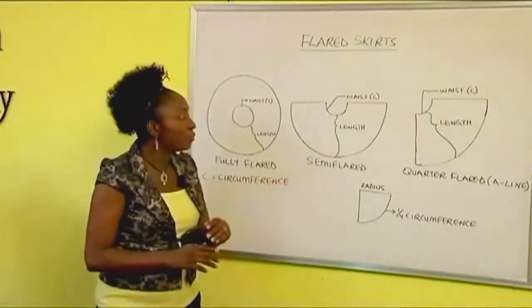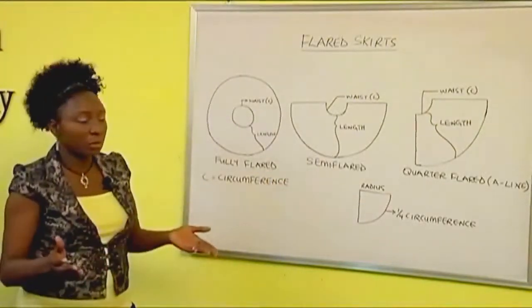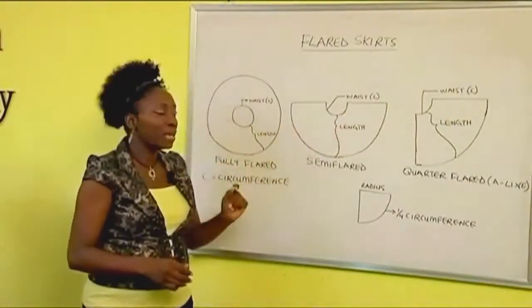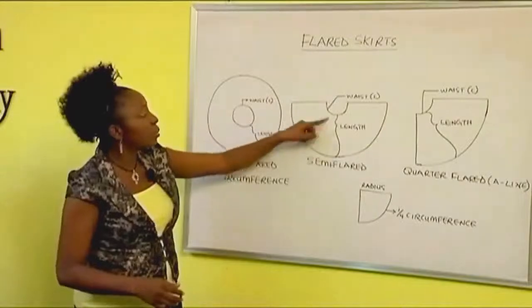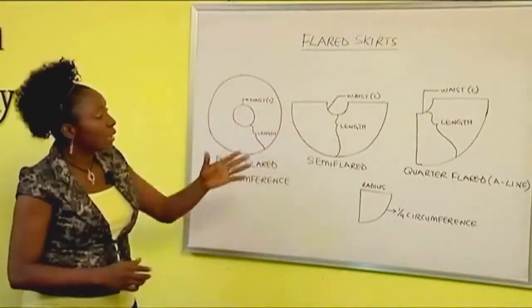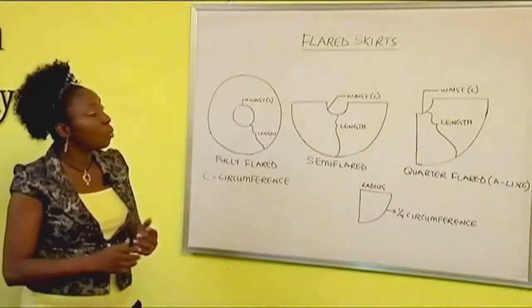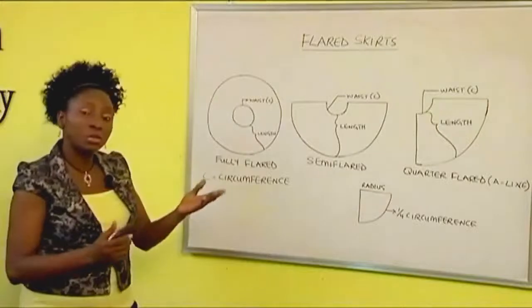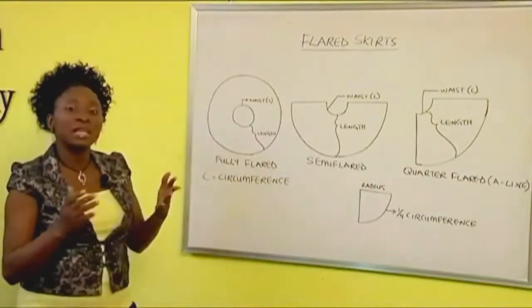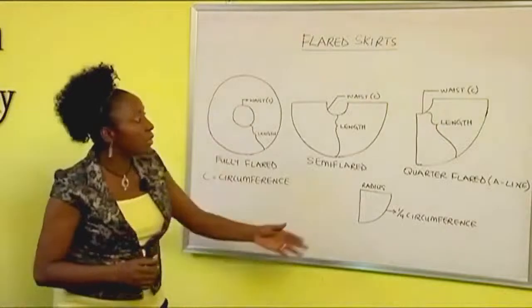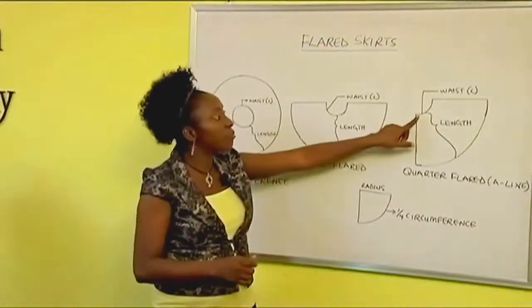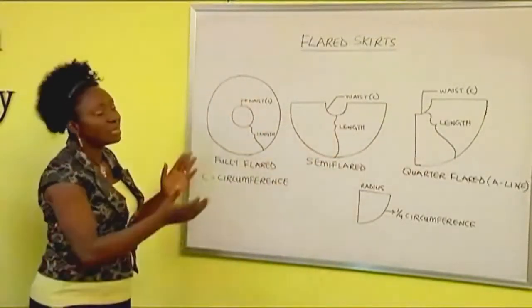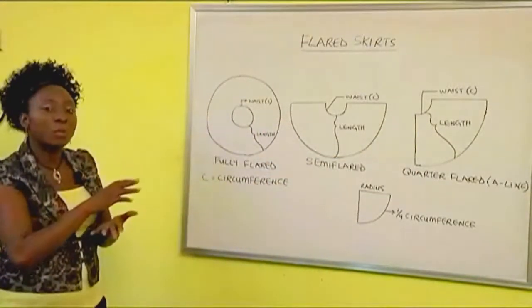Now if you look at the semi-flared skirt, you can see that it's a semicircle, and we have the inner semicircle representing the waist. The distance between the two semicircles gives you the length. The third one is a quarter circle, called the quarter flared skirt, also known as the A-line skirt. It's not as flared as the others, obviously. This quarter circle represents the waist, and the length is in between the two quarter circles.